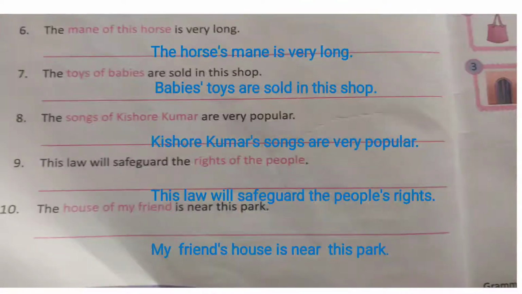Now come to number 6. The mane of this horse is very long. Here also you can see horse. Horse does not end in S. So apostrophe S we will use. The horse's mane is very long. The toys of babies are sold in this shop. Babies. Here you can see babies ends in S. It is plural and it ends in S. So we will add only an apostrophe here. Babies' toys are sold in this shop. Write down the answer carefully.